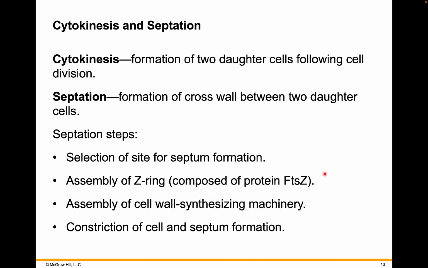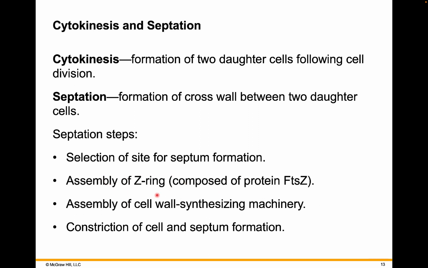So after that, we are looking at cytokinesis. This is essentially the C phase, or the chromosome replication and segregation phase. Cytokinesis forms the two daughter cells following cell division. Septation is the word you use for the formation of the cross wall between the two daughter cells. And we are going to see that there is a selection of a site for septum formation where it is going to form. Essentially, it's in the mid cell for most cells.